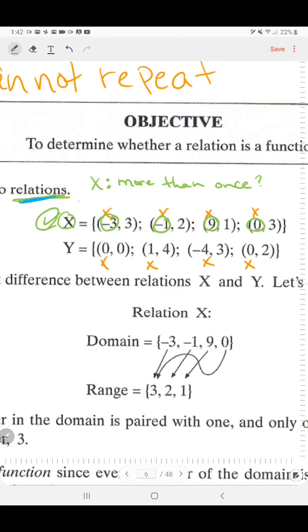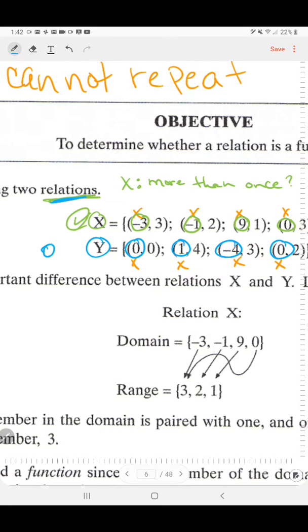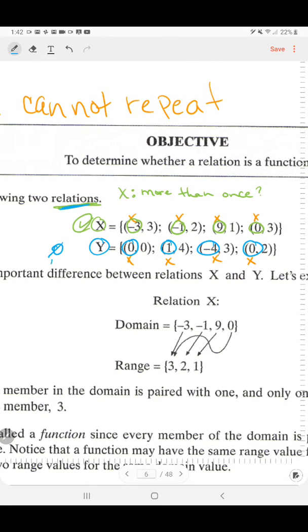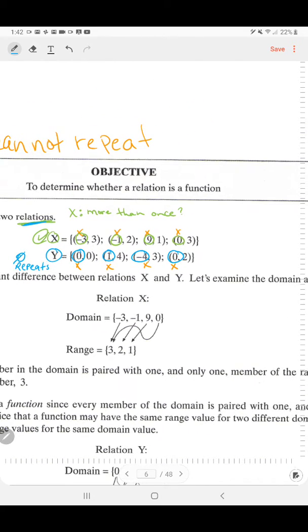For relation y, are there any x's repeating? 0, 1, negative 4, 0. 0 repeats, which means not a function. Okay, not a function.